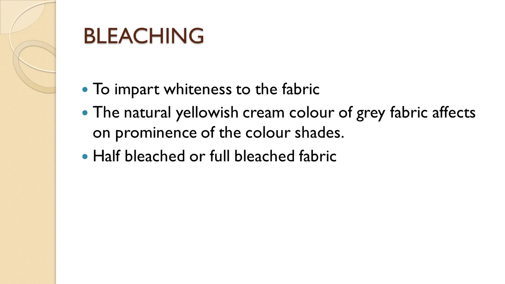The fabric can be half bleached or full bleached. If we carry out hypochlorite bleaching, we can say that it is half bleached because it doesn't give us permanent whiteness as well as the desired whiteness, whereas hydrogen peroxide, being a strong oxidizing agent, gets activated above 70 degrees Celsius. It gives us a proper permanent white effect. So depending on the combination of colors, we can select either half bleached fabric or full bleached fabric.